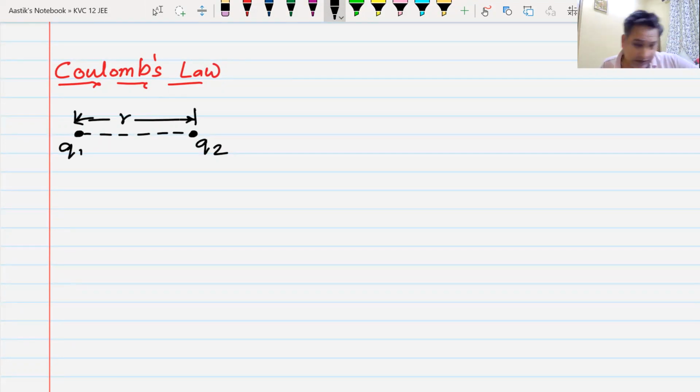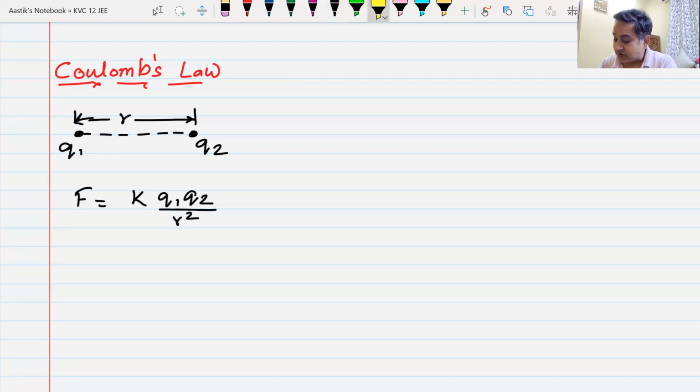Remember, these two charged particles are considered as point charges, or if they are big charges, the distance between them is very big compared to the dimension of these charges. So this is Coulomb's law, which is valid only for what? Point charges. It's only valid for two point charges. So this electrostatic force will be KQ1Q2 by r square.